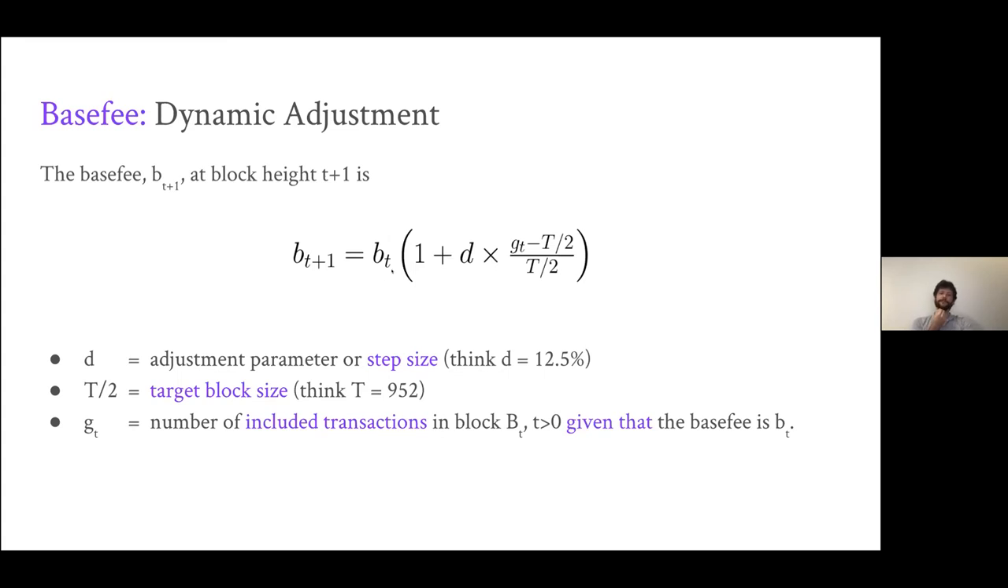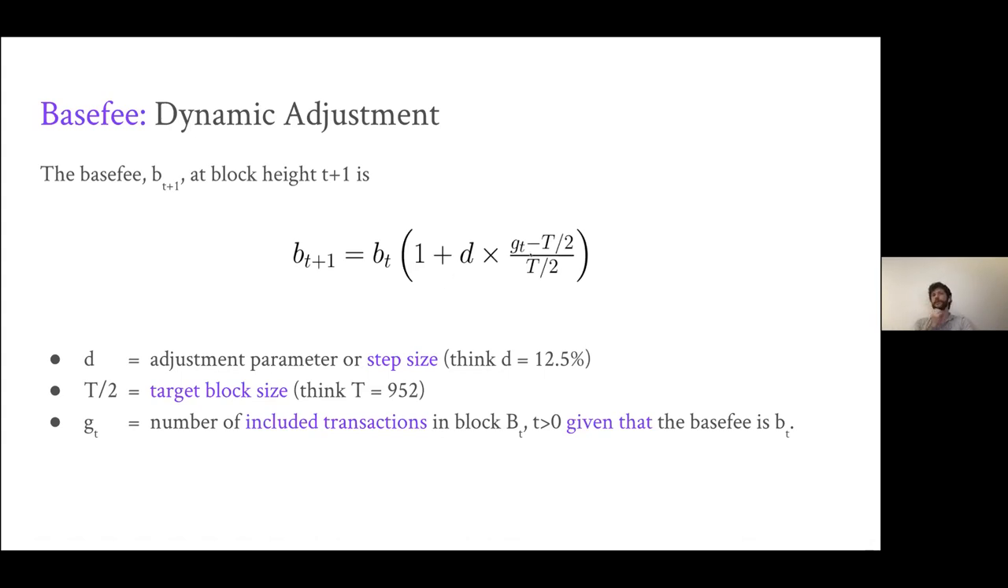But now what if there's more or less? If there's more, so if your current load is larger than your desired load, then it means you have to increase the price. And that's exactly what will happen. This is going to be positive, so the next base fee will be increased. As a result, some people will be priced out, so you would expect the total block load to go down.